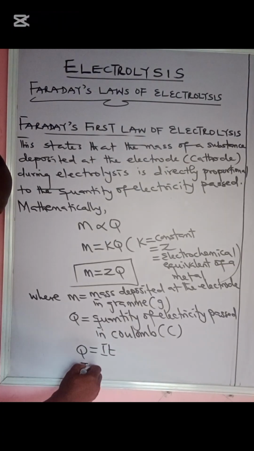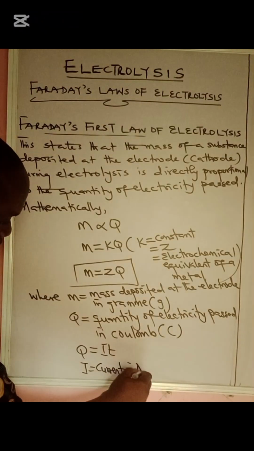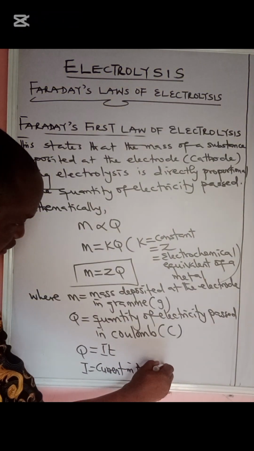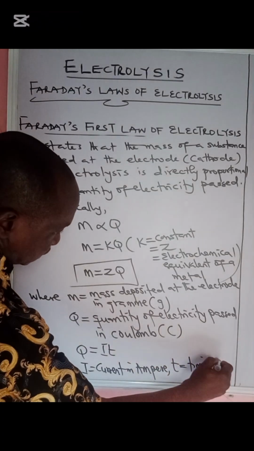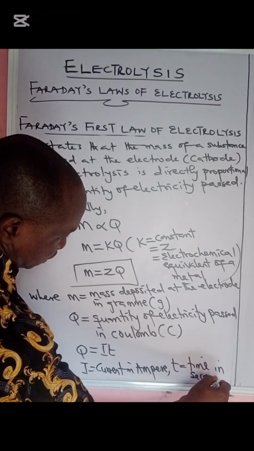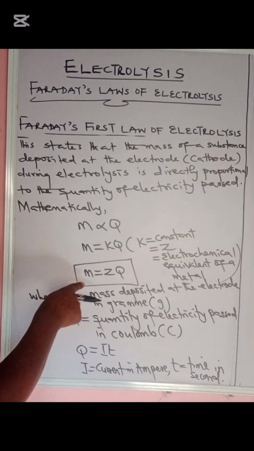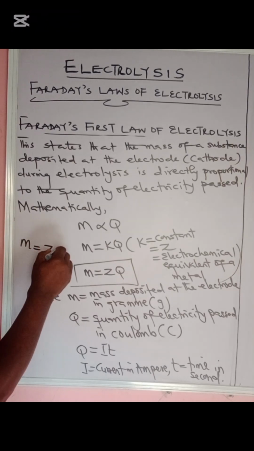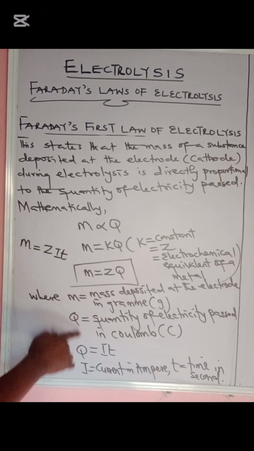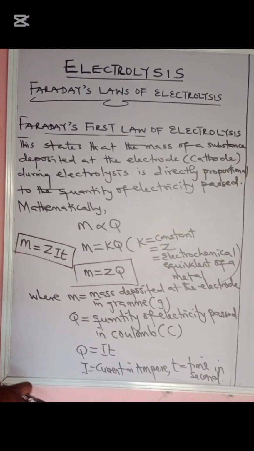So I is equal to current in ampere, and T is equal to time in seconds. Please take note of that. That is what we have. So this formula can also be written as m is equal to ZIT, since Q is equal to IT. This is another expression for Faraday's first law of electrolysis.